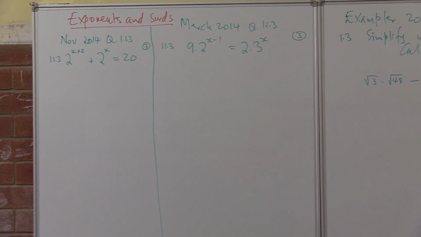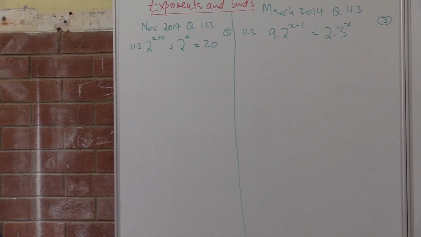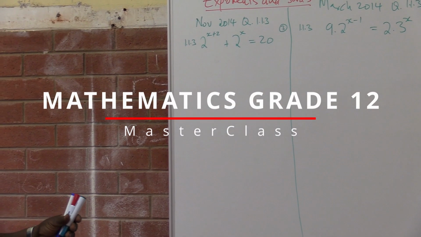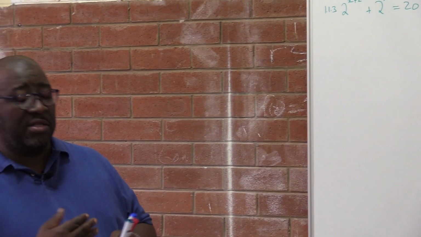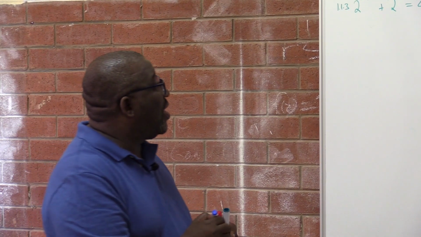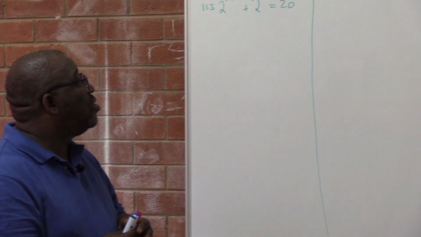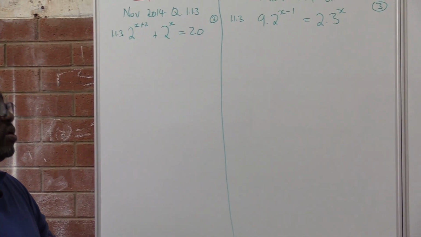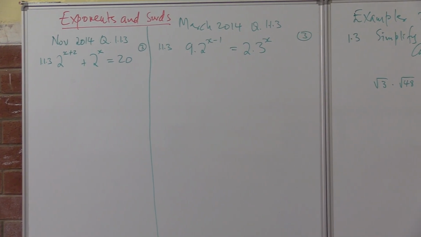I want us to look at this subtopic under algebra called exponents and surds. Look at November 2014, it was question 1.1.3. Usually it's about 3 marks. Let's work it out. You've got 2 to the power x plus 2 plus 2 to the power x equals 20. The question is, of course, solve for x. Find the value of x.